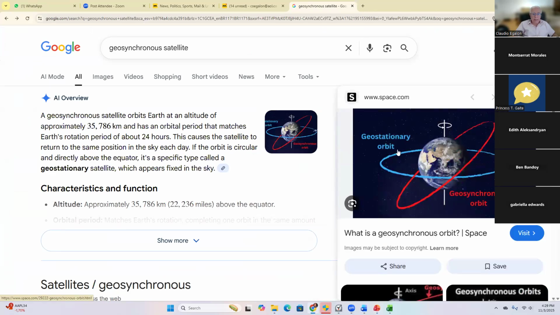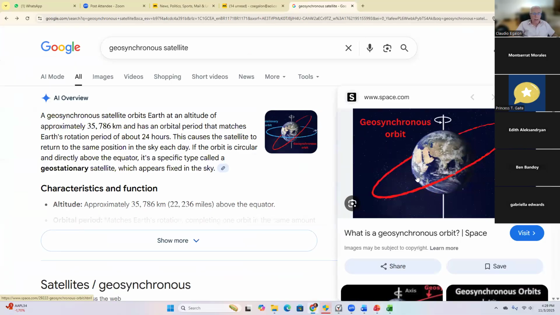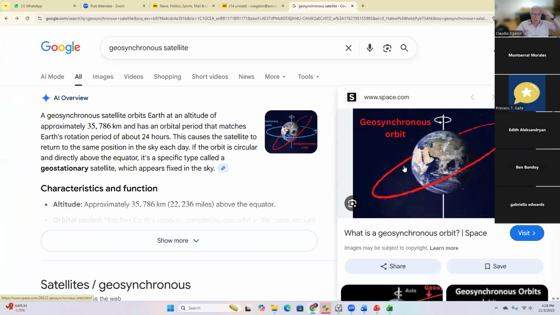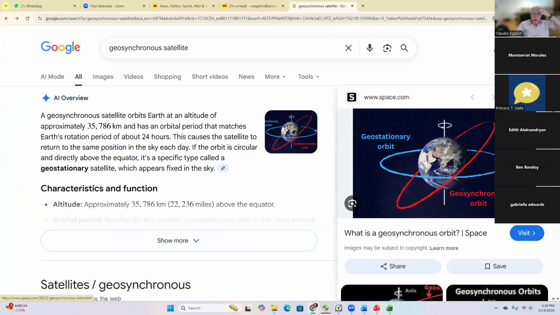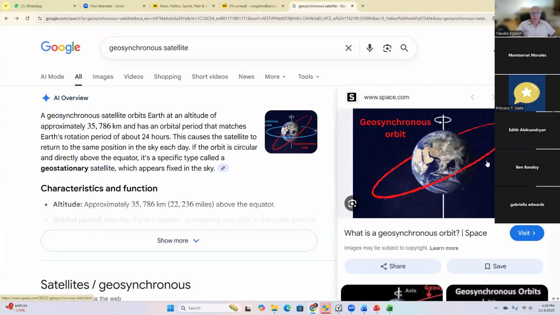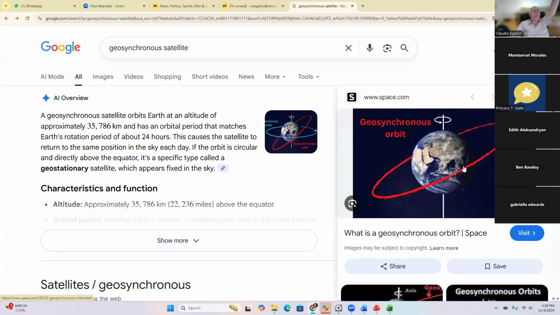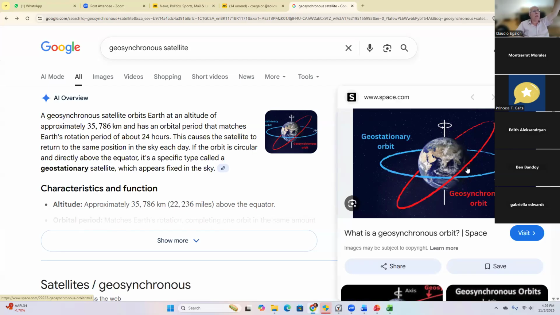See that? The blue one is a geostationary orbit. And the red one is a more generic geosynchronous orbit in which the satellite is at the same height, but it doesn't stay stationary in the sky. It moves a little bit. It moves just a little bit, okay?